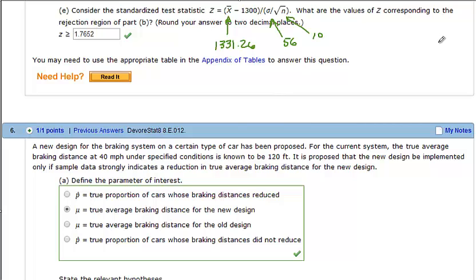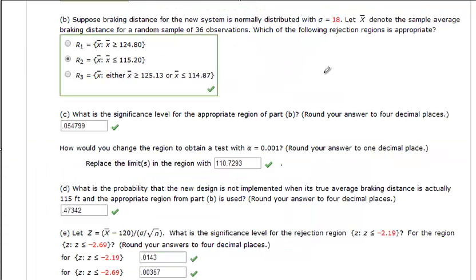After reading through number 6, what they were looking for was they wanted to know what the true average braking distance for the new design was, and we're going to develop a hypothesis test based on that. I just looked at their numbers on B and went through to see what would be reasonable. For C, they were wanting to know what significance level we would have with these particular types of parameters. So what I did was I just basically went through to find a normal CDF. I found the probability.